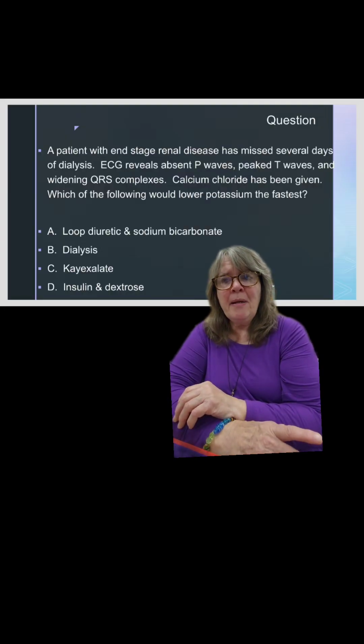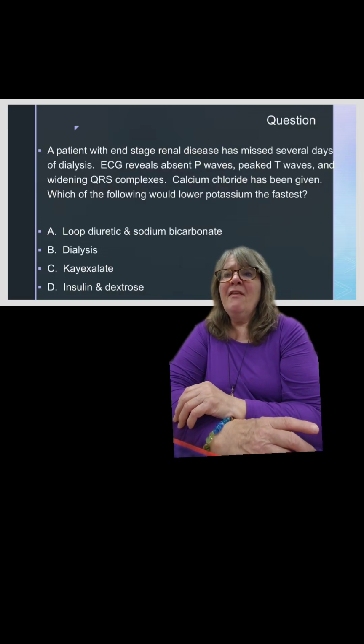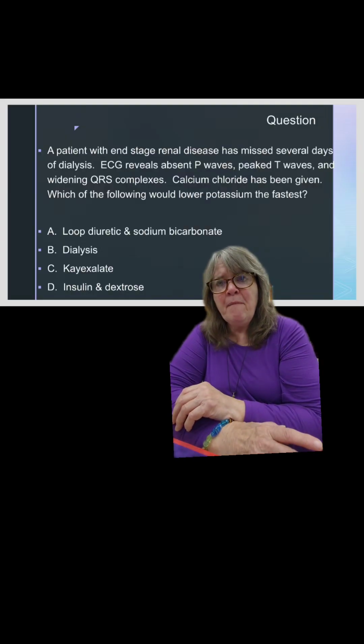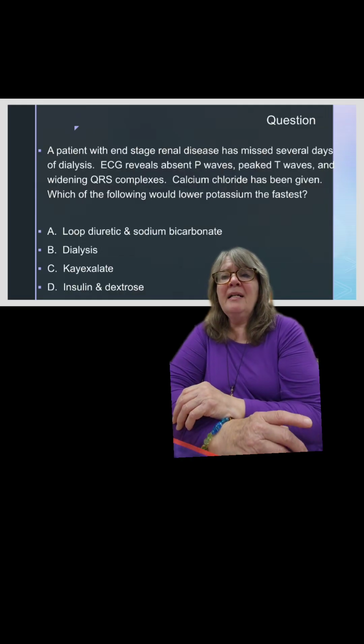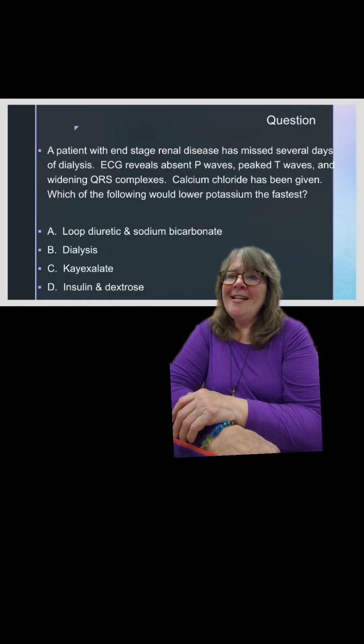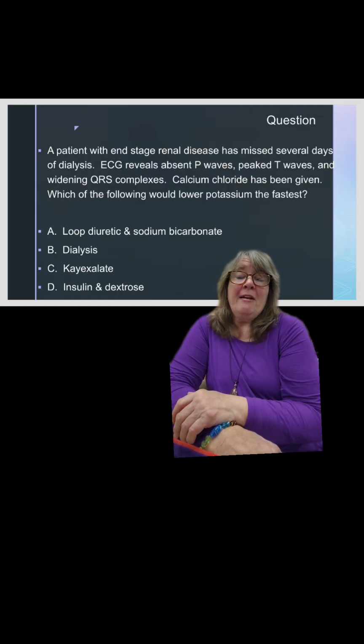So our fastest measure is insulin and dextrose. Again, the temporary measures are sodium bicarbonate, insulin, and dextrose. The definitive measures that definitely get rid of that excess potassium are the loop diuretic, the dialysis, and the K-oxalate. I hope this question today really made you think. It's a great renal question for sure.